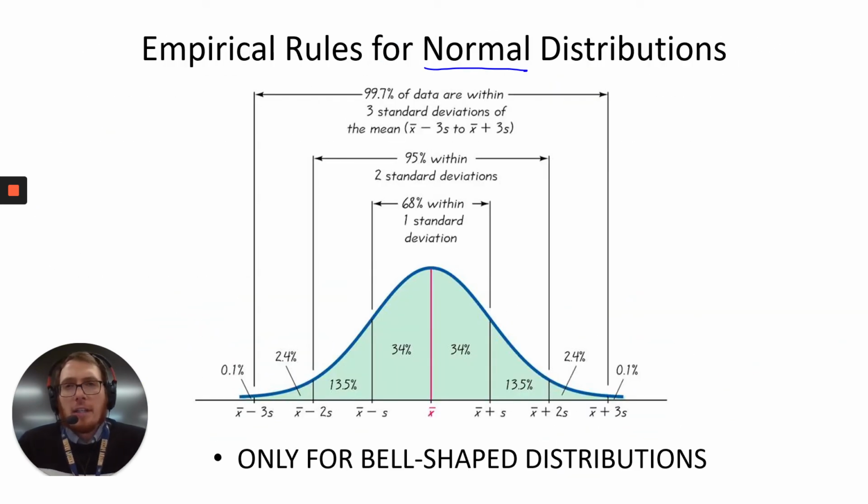So here are the rules for the normal distribution again. Just remember that you definitely want to have these three written down somewhere. Within 1 standard deviation, 68%; within 2, 95%; and within 3, 99.7%, which is almost all of the data at that point.